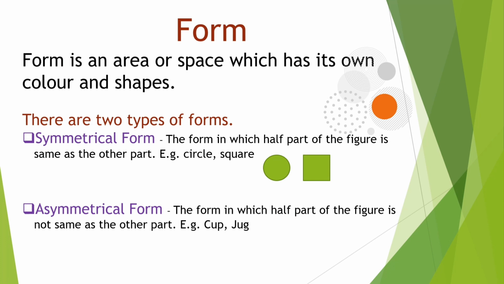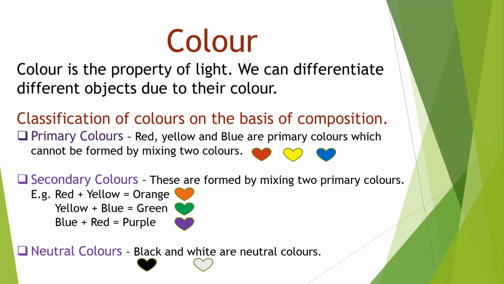Next is asymmetrical form. The form in which half part of the figure is not same as the other half part. For example, a cup. If we cut a cup from in between, the two parts we will be getting will not be similar to each other. So that is why it is asymmetrical form.